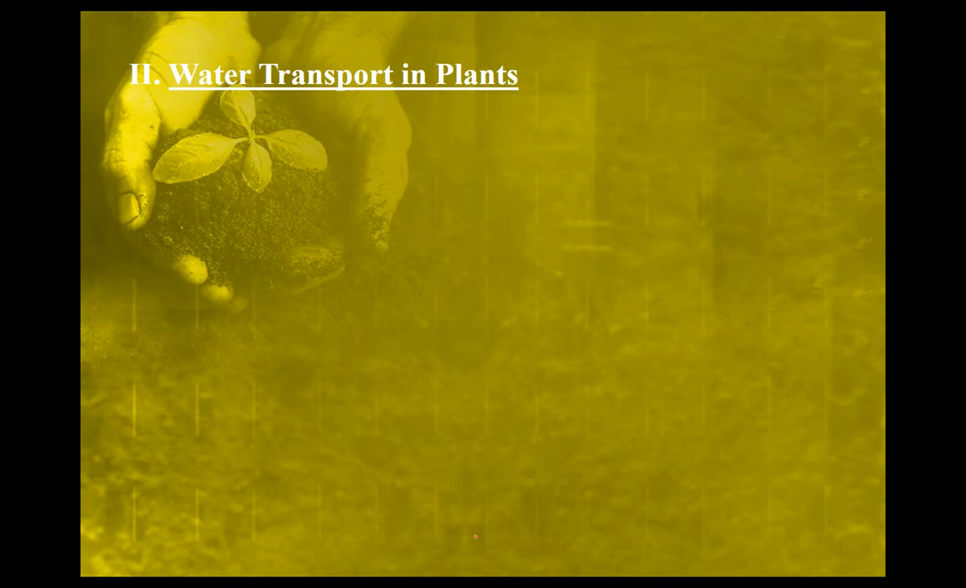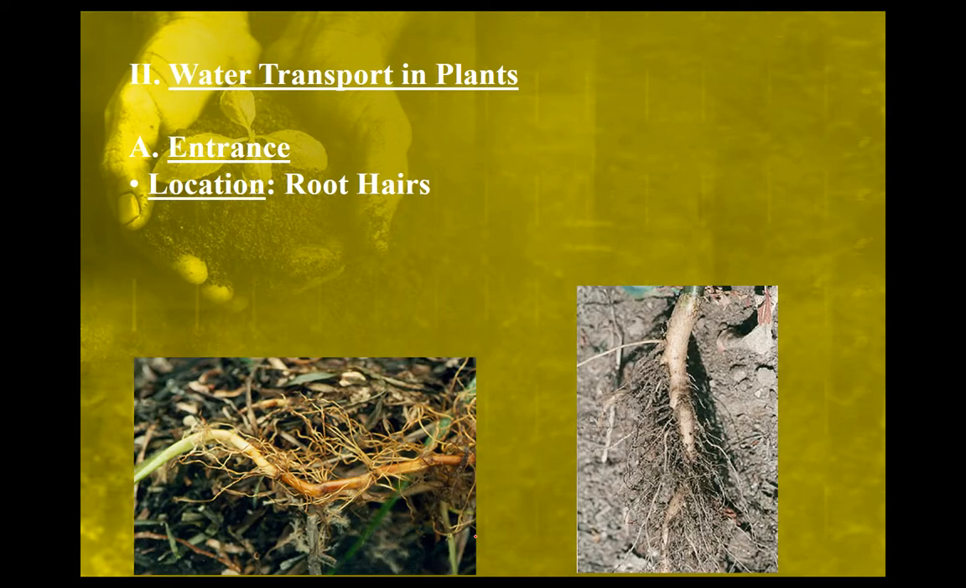Okay, so now that we've talked a little bit about how diffusion and osmosis work, we're going to focus on how water actually transports throughout a plant. We'll first of all look at, okay, where does water enter a plant? Water enters the plant through the root hairs.